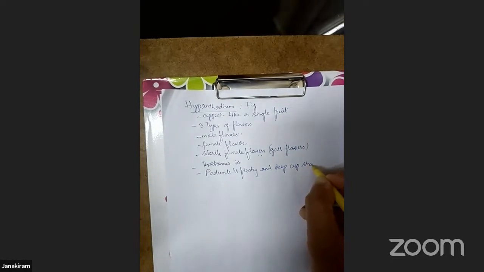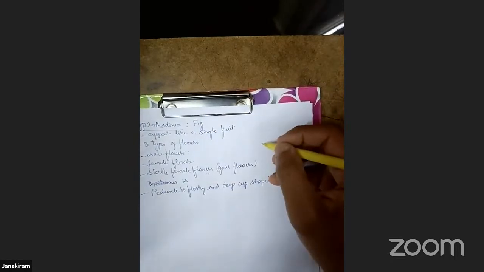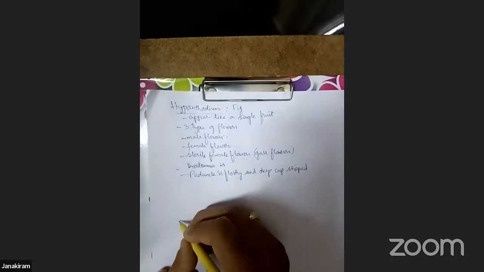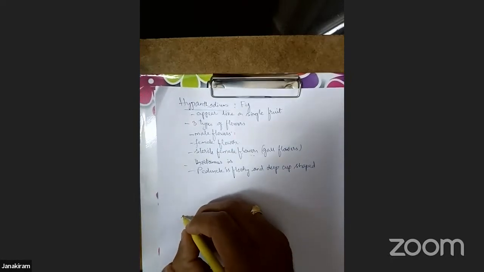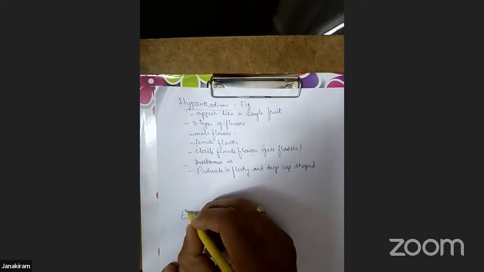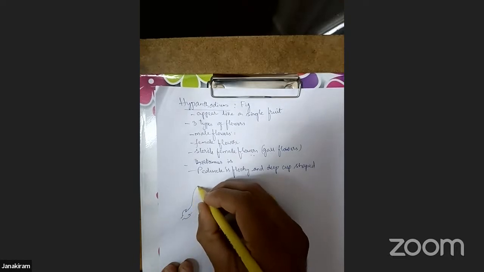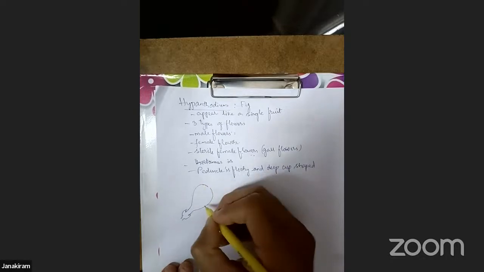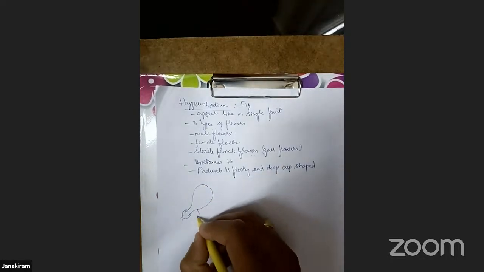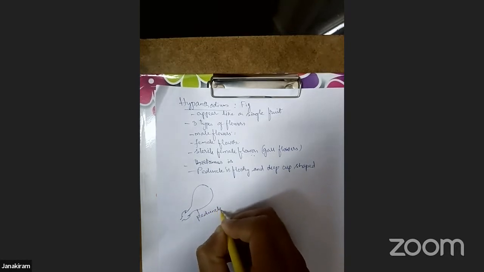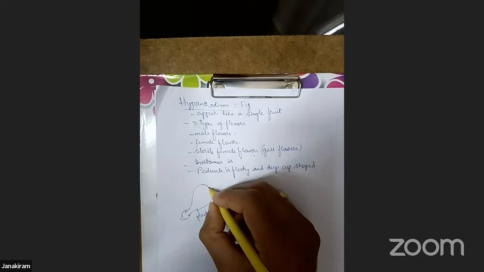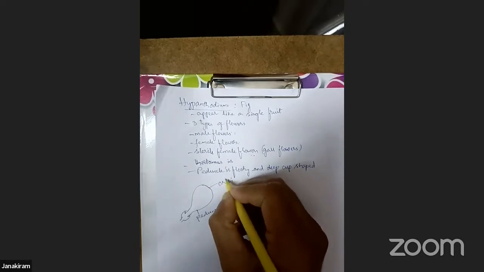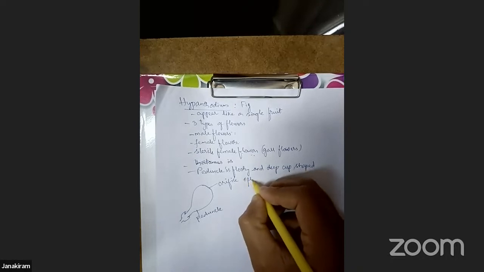It is deep cup-shaped. So if you see that picture of this diagram, diagram of the hypanthodium inflorescence, it has a deep cup-shaped structure like this. This is a fleshy peduncle. And at the tip of this fleshy peduncle, it has a small opening. We call it as orifice. Small opening is present.